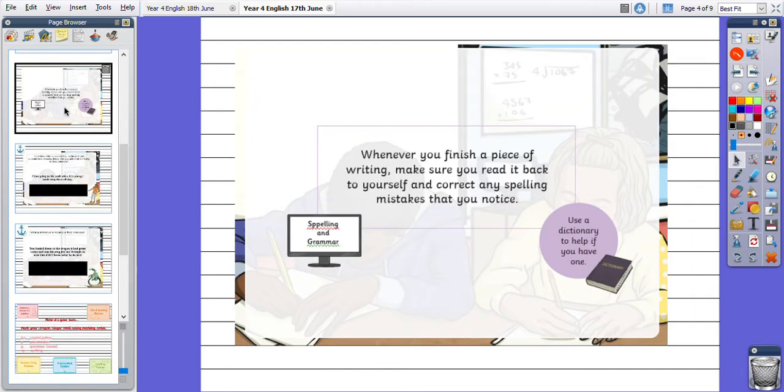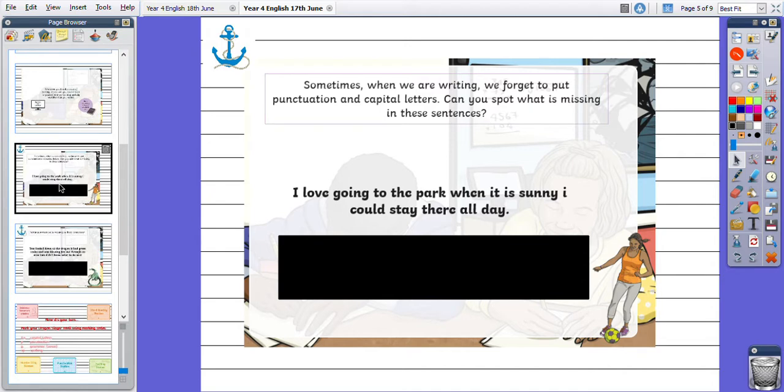Okay. Whenever you finish a piece of writing, make sure you read it back to yourself and correct any spelling mistakes that you notice. Use a dictionary to help if you have one. Now, I know this is common in Year 4 that we rush when we are writing, when we're getting creative, and we forget about our spellings. And this is why we have edit lessons, so you can read back through and realise those little errors you've made as you go. So have a look at these sentences and see what mistakes you can spot.